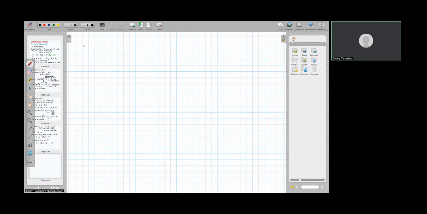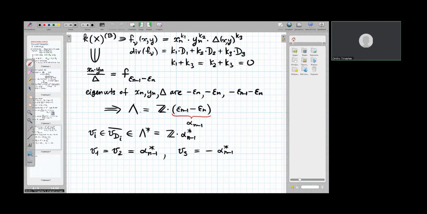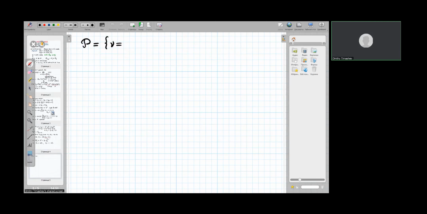Maybe it is better to do it on the next page. So the polytope P consists of all vectors, say nu, in the space generated by the weight lattice. So in the space generated by alpha n minus 1, the Q vector space generated by alpha n minus 1. So such a vector should be a multiple of alpha n minus 1.